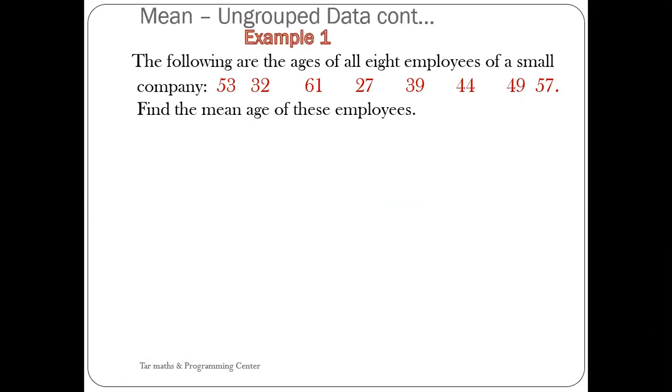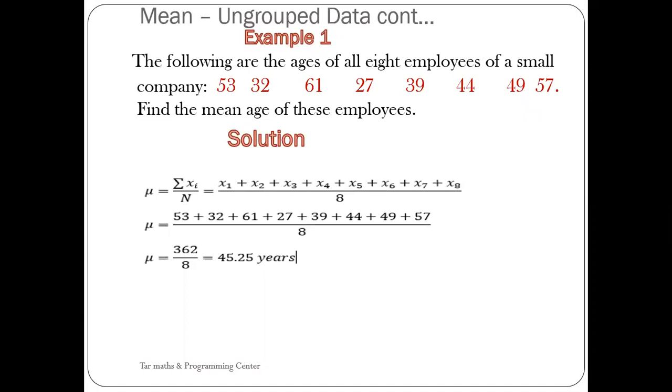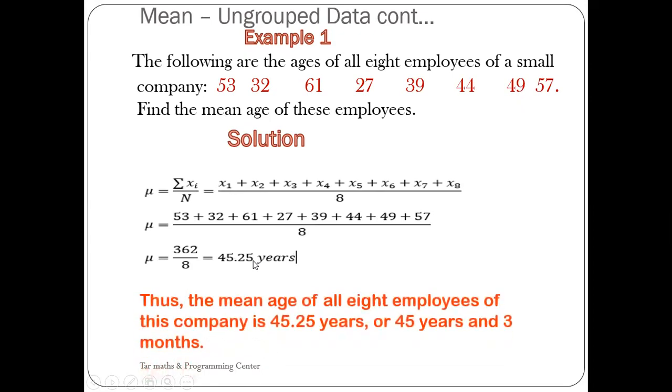Example: the following are the ages of 8 employees of a small company. Find the mean age of these employees. Here we are going to use the formula mu equals summation of x on n. Summation of x will just sum all the data values, then we divide by 8. So mu will give us 362 on 8, which is 45.25 years. So the mean age of all 8 employees of this company is 45.25 years, or equivalently 45 years and 3 months.